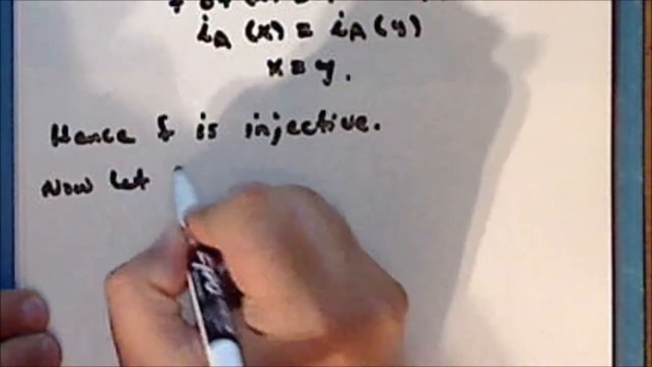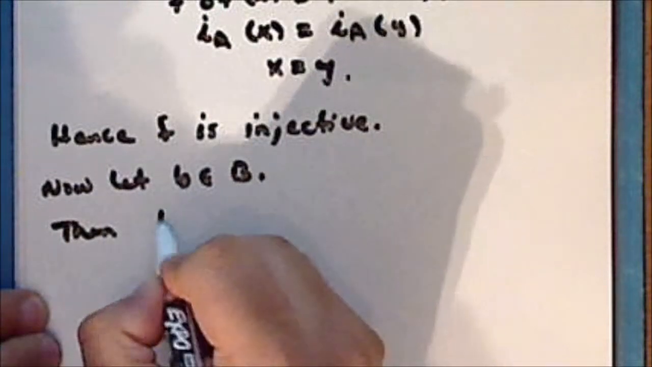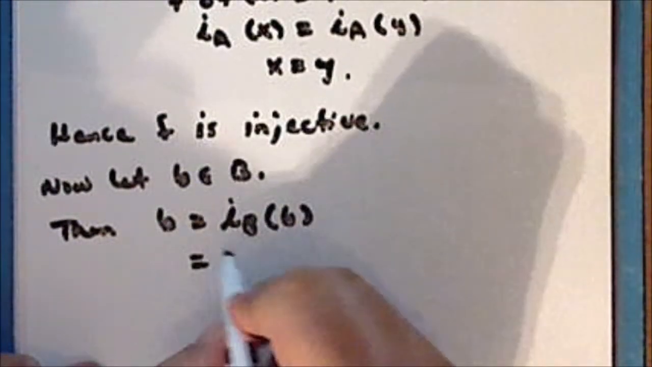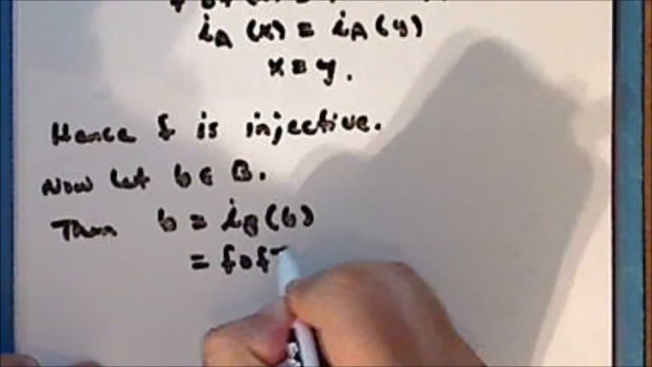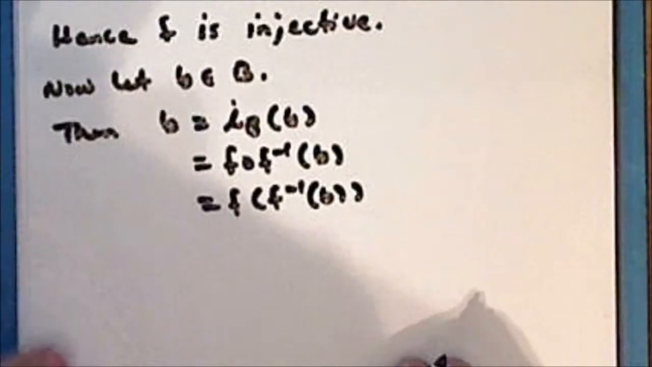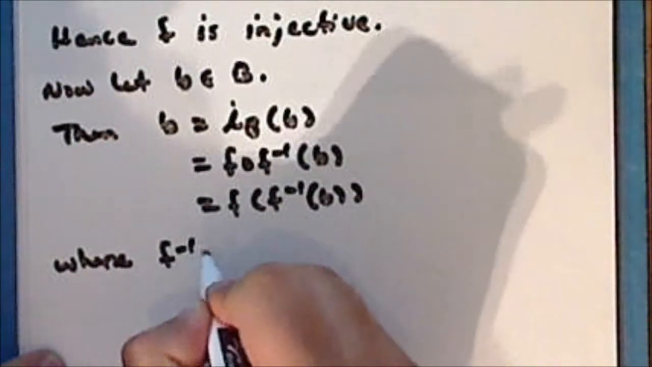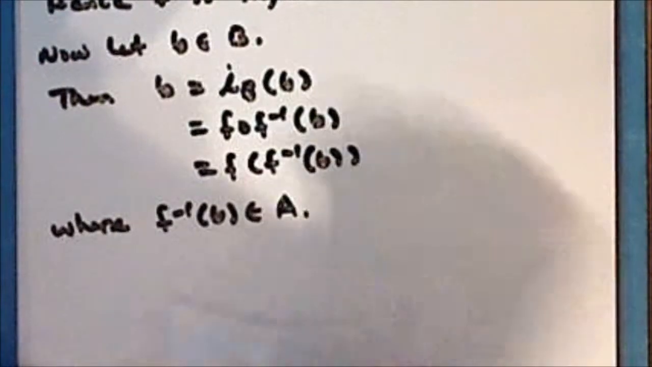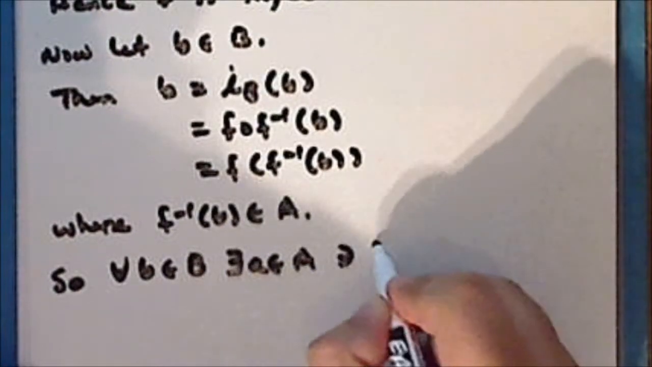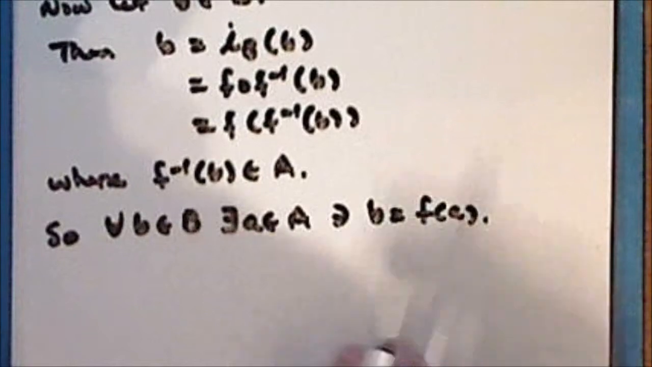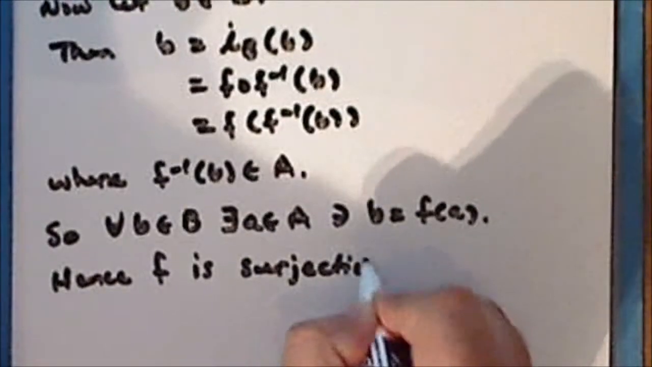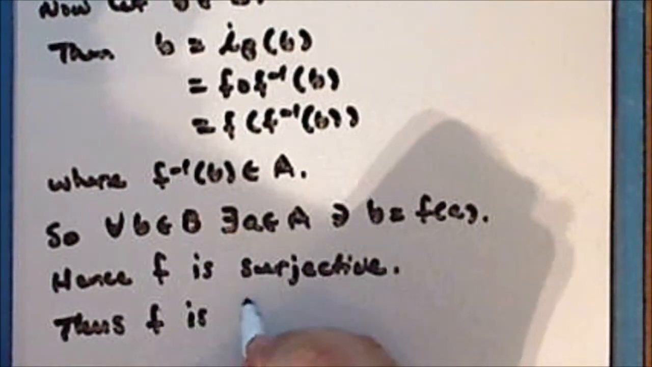So now let b be an element in the set B. Then b is the value of the identity function on the set B, taking as an argument the element b. And this is the composition f of f inverse at b, which is f of the value f inverse of b, where f inverse of b is an element in the set A. And so for every element b in the set B, there exists an element a in the set A, such that b is equal to f of a. And hence the function f is surjective, and thus the function f is bijective.